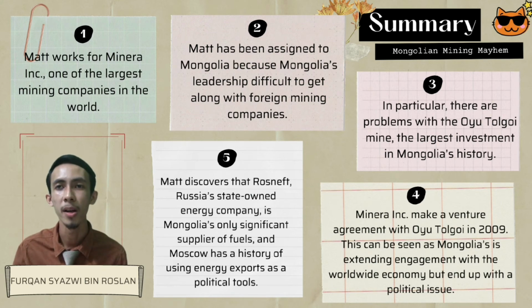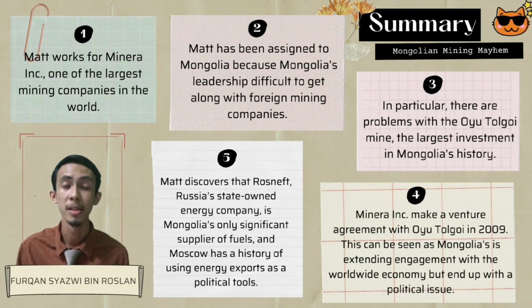Matt has been assigned to Mongolia because it has been difficult for Mongolia's leadership to get along with foreign mining companies. In particular, there are problems with the Oyu Tolgoi mine, the largest investment in Mongolia's history. In 2009, the company signed the Oyu Tolgoi venture agreement. The agreement was at first seen as an image of Mongolia's expanding engagement with the worldwide economy, but it has now become a major political issue, with many Mongolians concerned that the government is selling its mineral assets too cheaply.